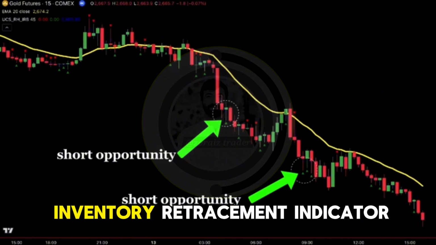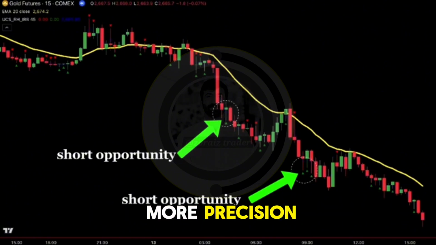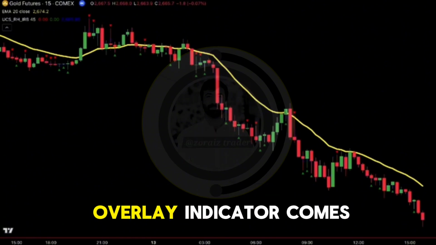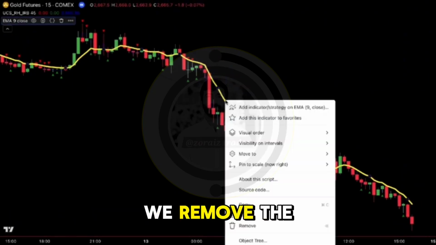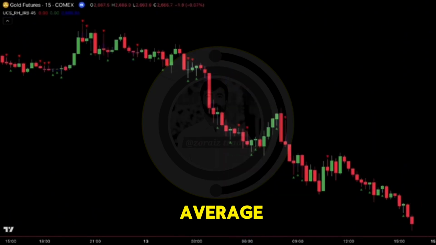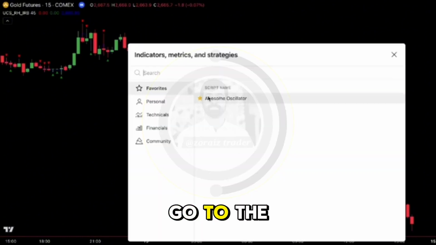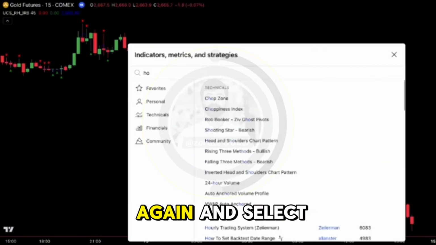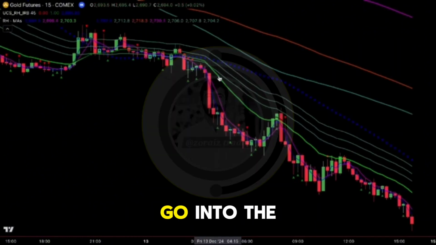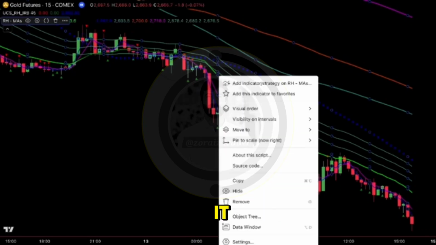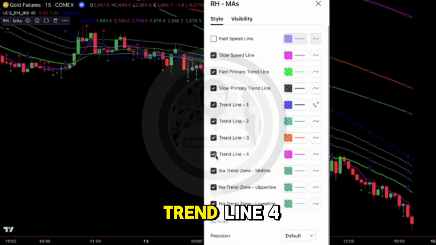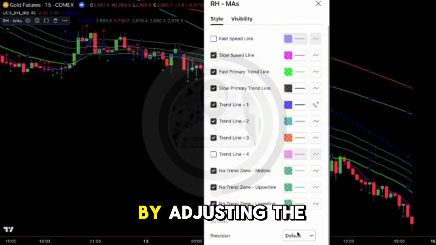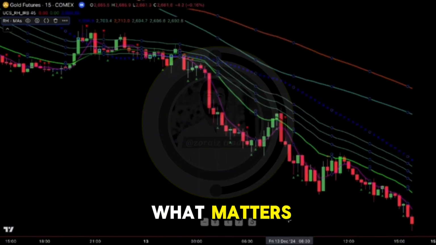Even with the inventory retracement indicator, you might want more precision. That's where Hoffman's overlay indicator comes in. Here's how to set it up. First, we remove the 20 exponential moving average as we don't need it anymore. Go to the indicator, search for Hoffman again and select Hoffman's overlay. Go into the settings and customize it. Remove unnecessary lines like the far speed line and trend line 4. Simplify the display by adjusting the settings to focus on what matters.